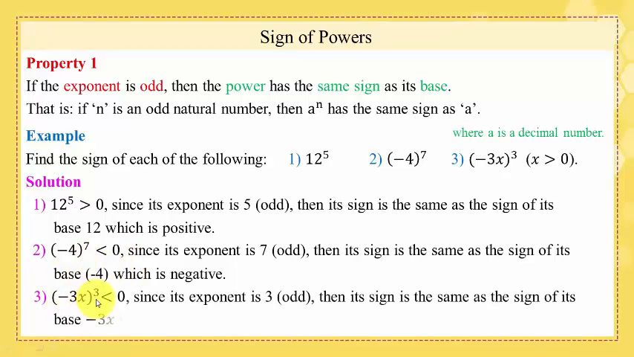Minus 3x exponent 3. To know the sign of this power, we have to know the sign of the base. The exponent is odd, so it has the same sign as the base. The base is minus 3 times x, but x is a positive decimal. Then minus 3 times x gives a negative decimal. So minus 3x is a negative decimal. Then this power has a negative base, so it is negative.